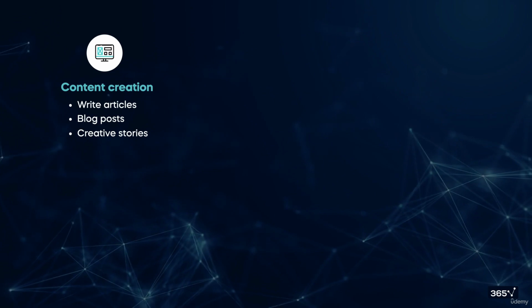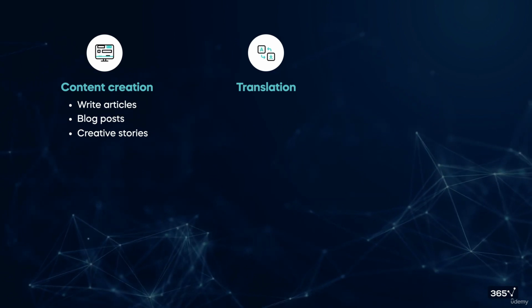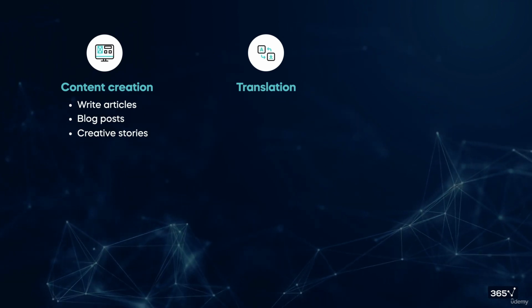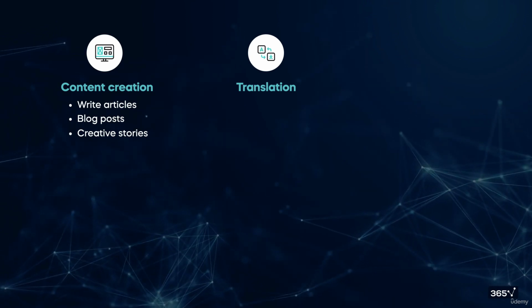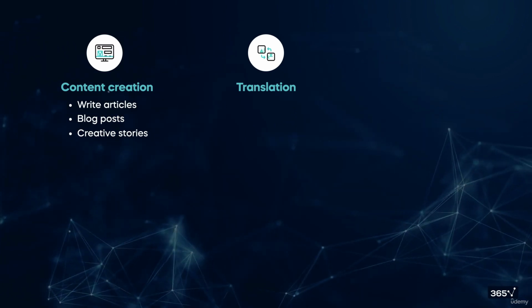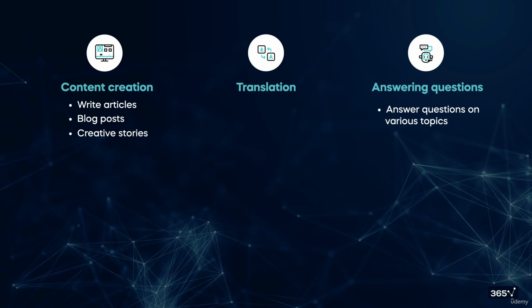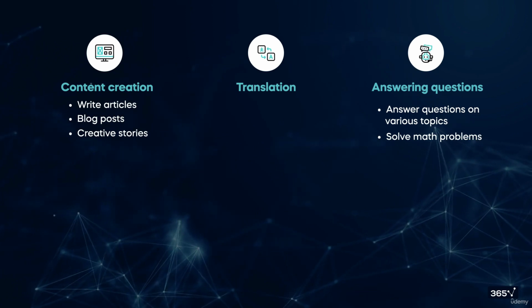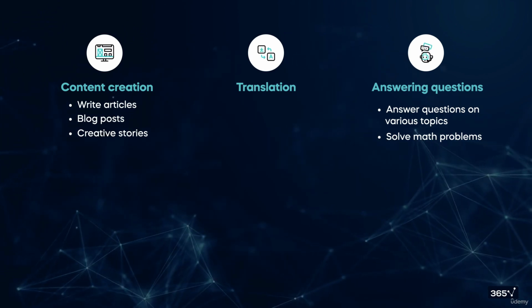LLMs can also translate text from one language to another. You can type in a sentence in one language, and the model will provide a translation in your desired language. Many translation apps on your phone will use a large language model behind the scenes to provide real-time translations when you travel or communicate with people who speak different languages. LLMs are also great at answering questions for you. You can ask a model questions on various topics, from historical facts to solving math problems, and they'll do their best to provide accurate answers based on their extensive knowledge.